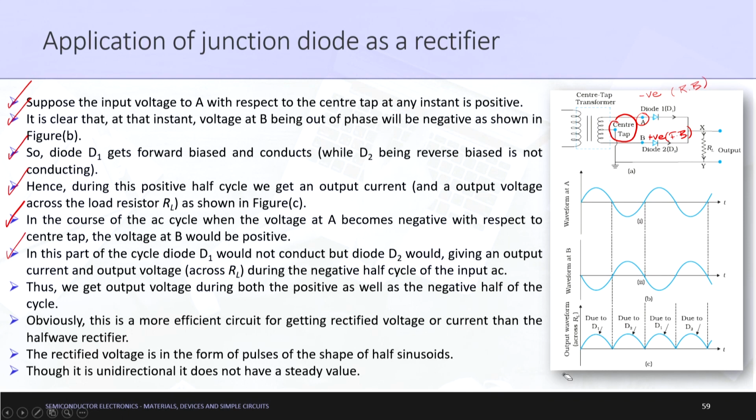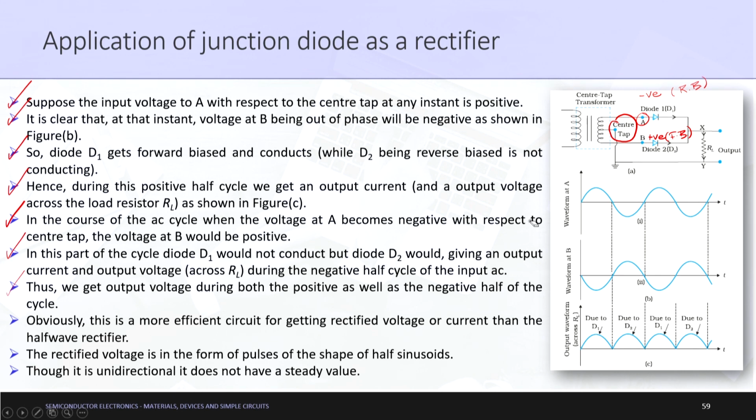Next thing is, thus we get output voltage during both the positive as well as the negative half of the cycle. Therefore, we got output voltage for this half of the cycle, and we got the output voltage for this half of the cycle also, and the cycle then continues. It is periodic, and hence we keep on getting waves.